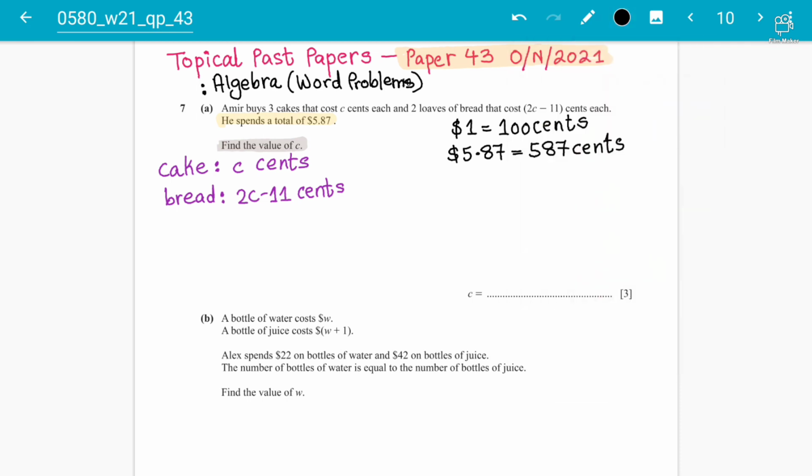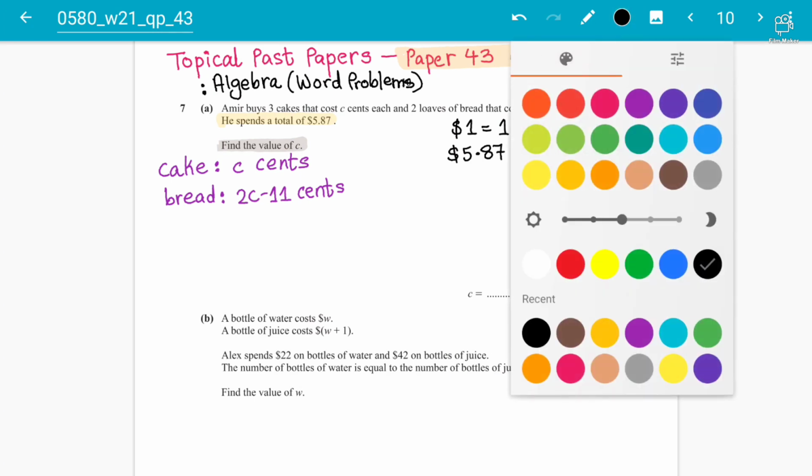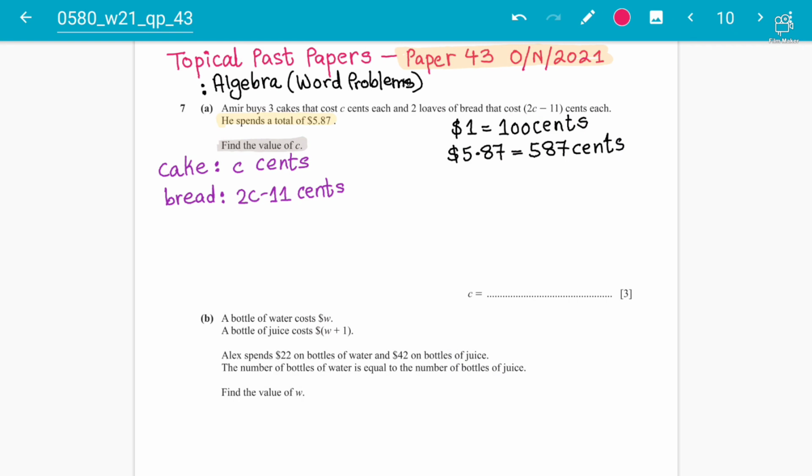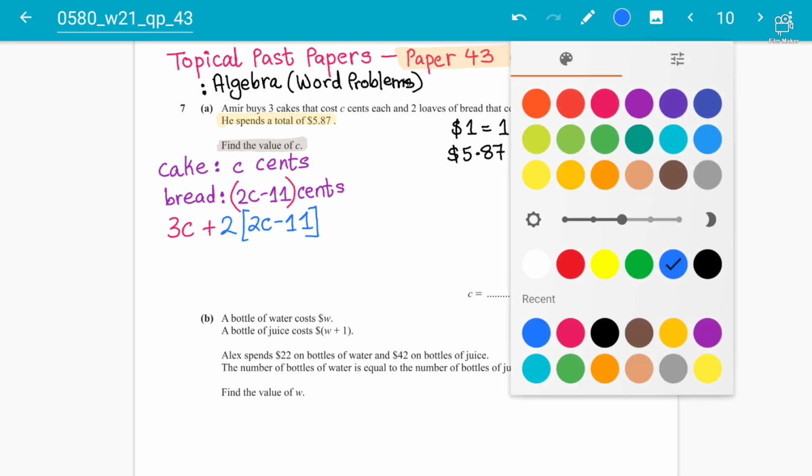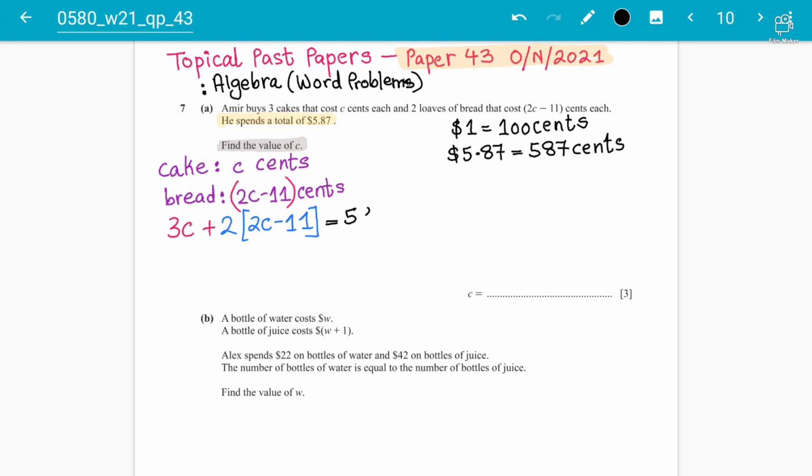Think of it as a normal practical life situation, that you are Amir and you went to the shop and you're going to buy 3 cakes. So if 1 cake costs you C cents, 3 cakes will cost you 3C cents. Similarly, if 1 loaf of bread costs you 2C minus 11 cents, it means that 2 loaves of bread will cost you 2 times this. So here you go, 3C plus 2 times (2C minus 11), and all of this equals the total amount that you have spent, that is 587 cents.